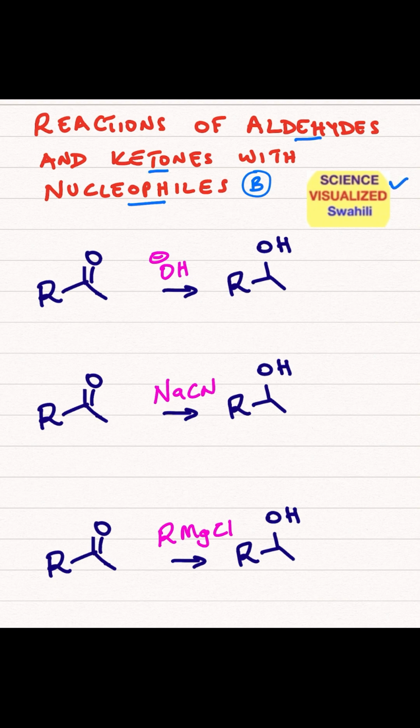When aldehydes and ketones react with hydroxyl nucleophiles, OH minus, you end up adding the OH minus to the carbonyl carbon, and this carbonyl is reduced to an alcohol. In this case, where you have two OH groups, that's called a hydrate. And hydrates basically react just like aldehydes and ketones. In this case, this is a ketone, so this hydrate will react like a ketone. If the hydrate is made from an aldehyde, then it will react as an aldehyde.